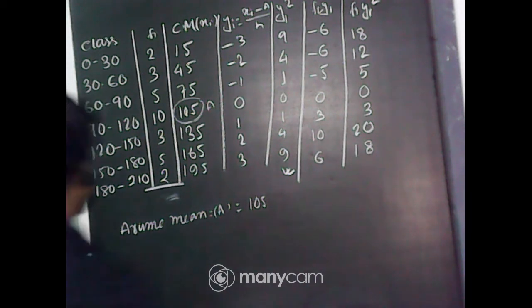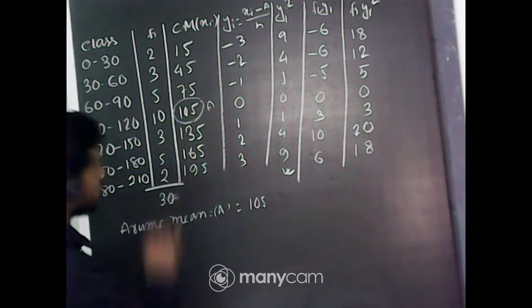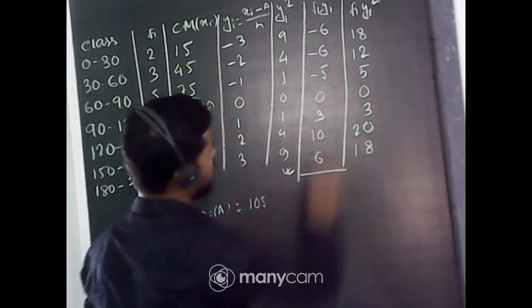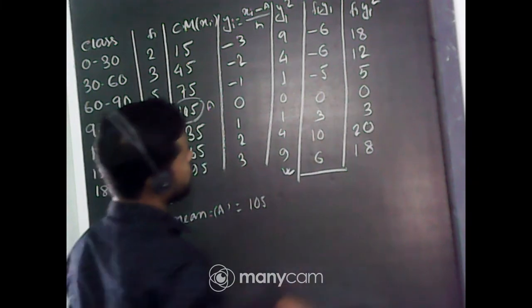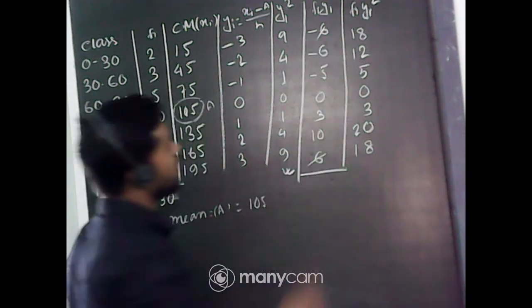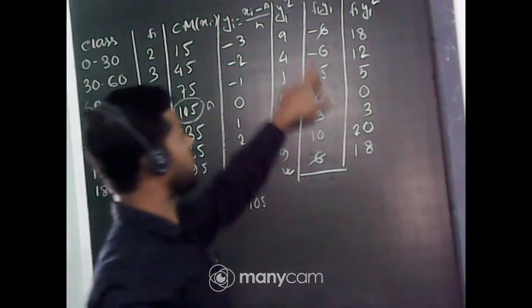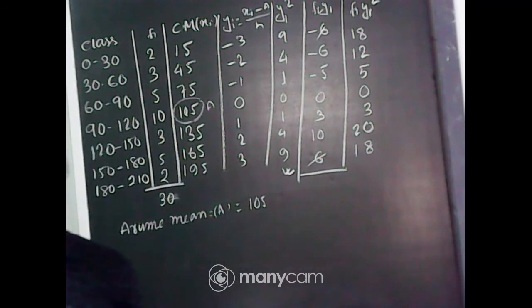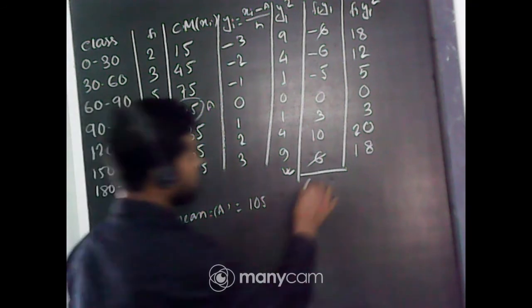30. Very good, this is 30. So summation of fi is equal to 30. Now find the summation of fi yi. Add this. Plus 6 and minus 6 will cancel each other. Minus 11, and this is plus 13. So minus 11 plus 13 is equal to plus 2.